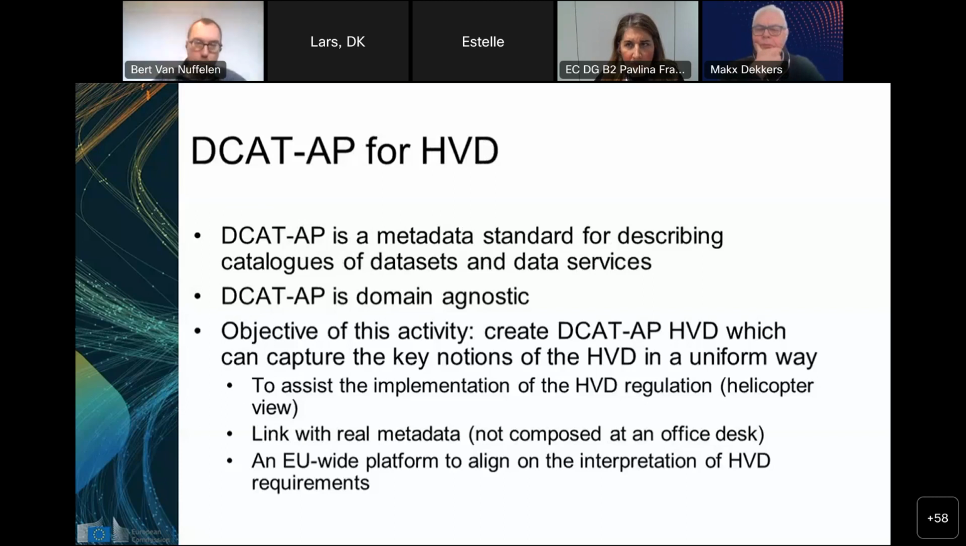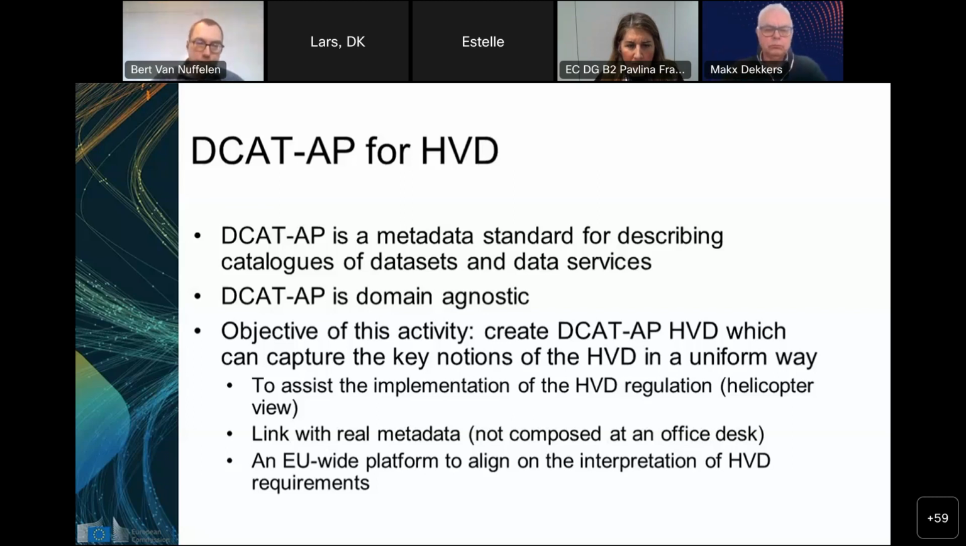And so today, what we want to do with you is create a set of guidelines for DCAT-AP so that we capture the key metadata notions that are expressed in the regulation as well as possible, and create this kind of helicopter overview.